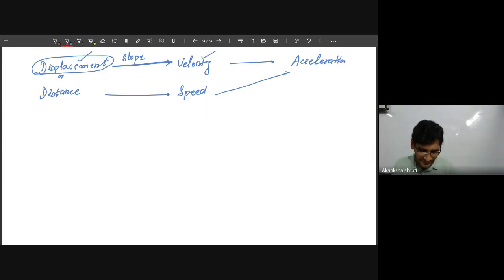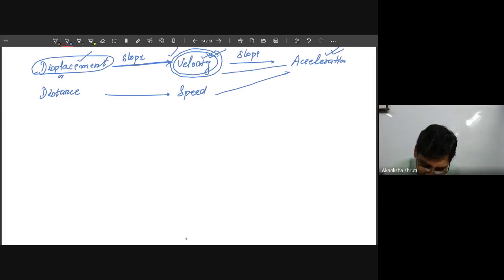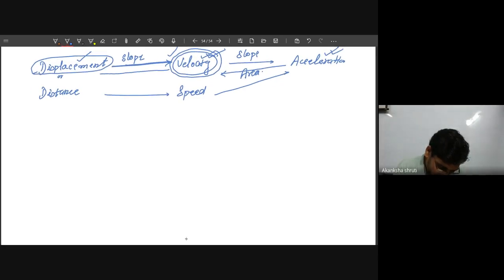Okay, student? Now, if you are going to take the slope of this velocity time graph, this slope, then you will get this acceleration. Okay, student? So this is what you have to keep in mind. The reverse is that in place of slope from the acceleration, you can calculate velocity by taking which quantity? Area. And area under velocity time graph will give us the displacement.